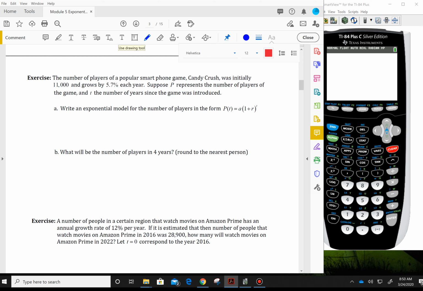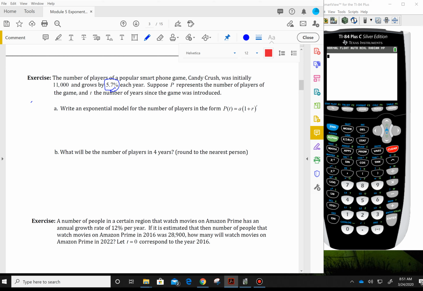The number of players of a popular smartphone game, Candy Crush, was initially 11,000. And it grows by 5.7% each year. Notice that 5.7%, that tells me that we're talking about an exponential growth. Suppose P represents the number of players of the game and T the number of years since the game was introduced. Write an exponential model for the number of players in this form.